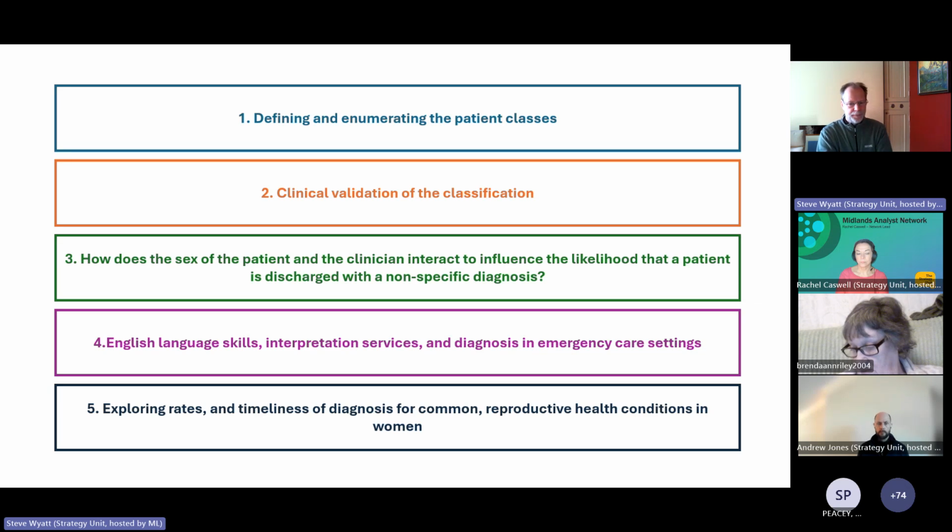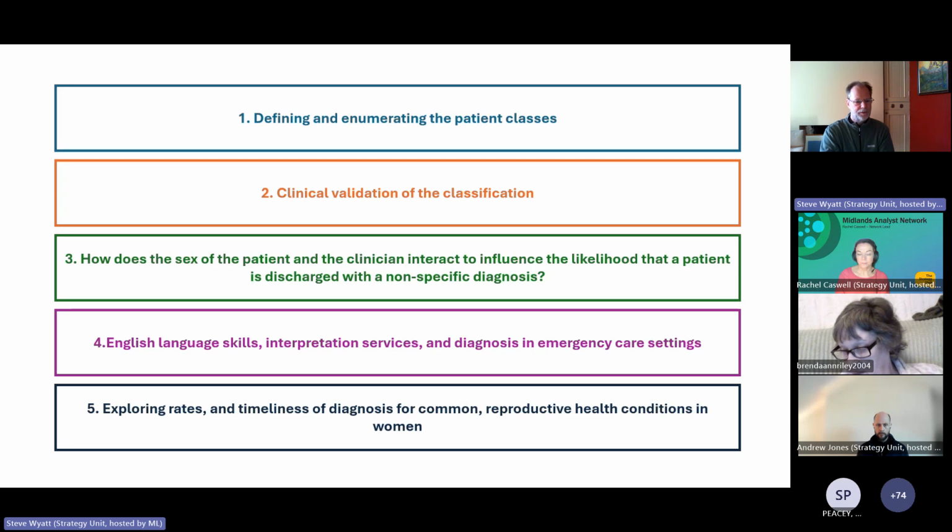And then the 5th project that we're wondering about is about exploring the rates of and the timeliness of diagnoses for common reproductive female health conditions. So there was a House of Commons Select Committee that met a year or so ago, and they recommended that the NHS should track delays in diagnosis for certain benign gynecological conditions, endometriosis, fibroids, for example. And we thought it'd be worth doing a piece of work to say what's possible from routine data sets to track delays in diagnosis for those conditions.